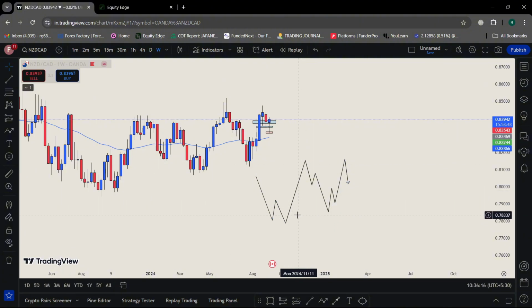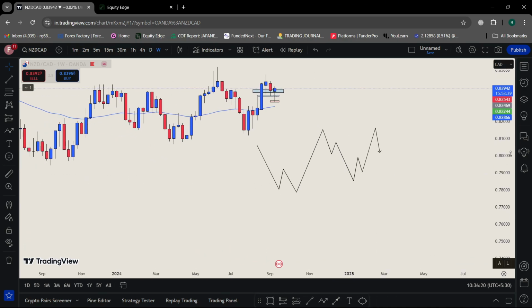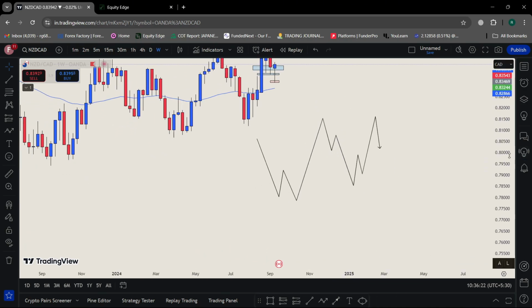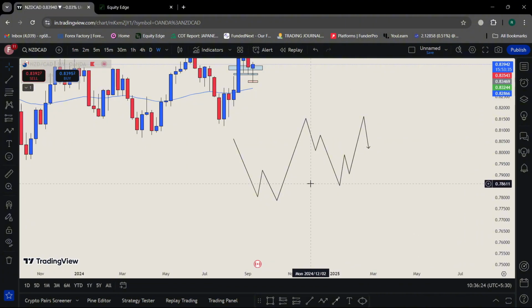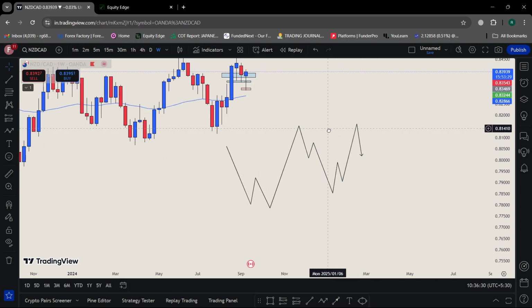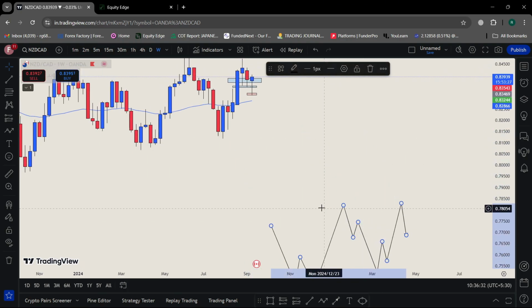If you have not understood what market structure is, do comment down below. I will bring a video on what market structure is, because many people have the wrong idea of what market structure means. So this is clearly a bearish state. As you can see, the weekly is bearish.